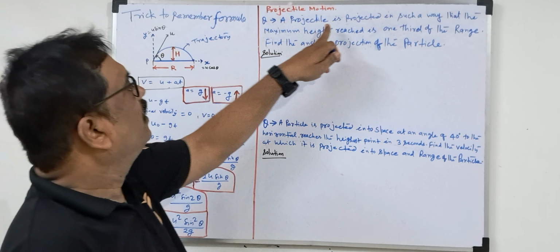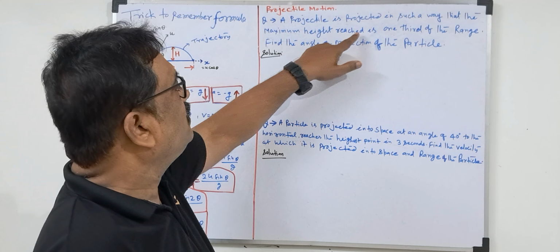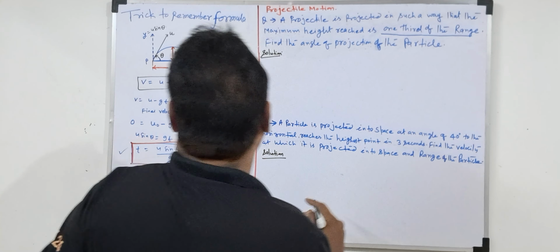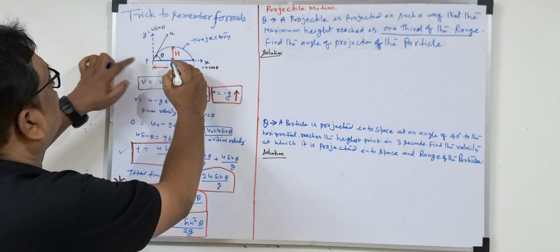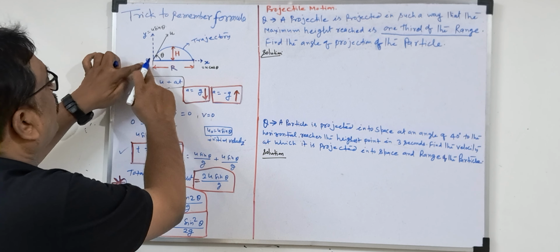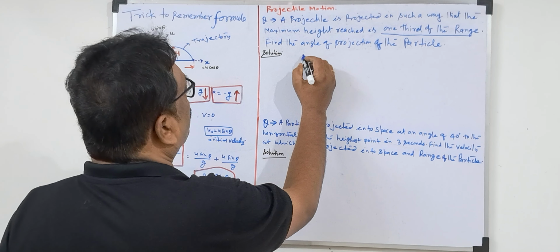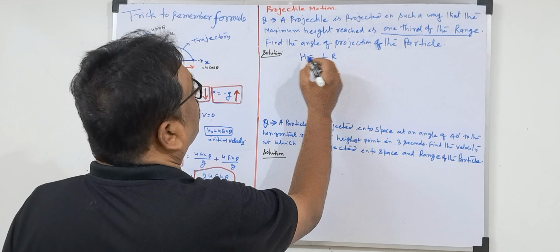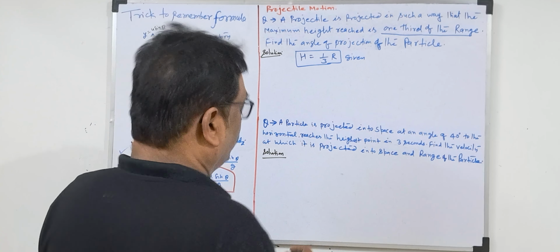So what is the first question? A projectile is projected in such a way that the maximum height reached is one third of the range. So maximum height is nothing but one third of the range. This is the range, the maximum distance from the point of projection to the target. So what is given? Maximum height equals 1/3 of the range.